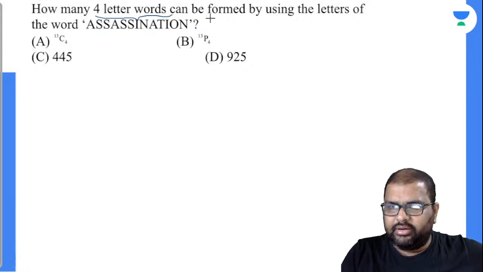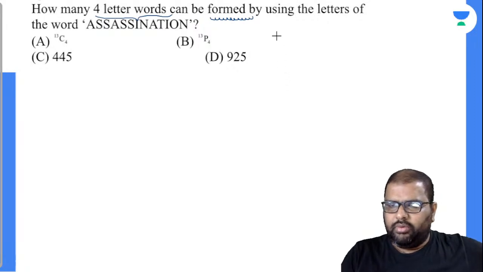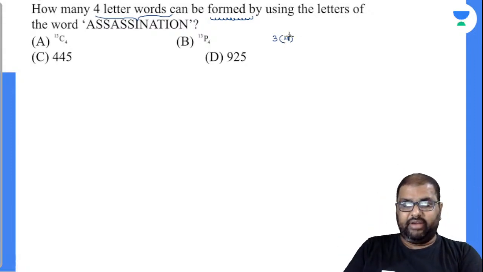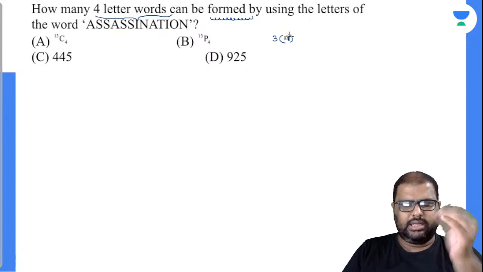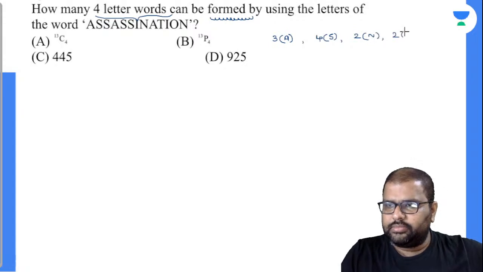Formed by using the letters, formed meaning arranged, right? By using the letters of assassination. You already know. Let us suppose I'll take it down like this. Already you know there are 3 A's. First decide how many different types of alphabets are there. There are 3 A's, there are 4 S, there are 2 N's, there are 2 I's, there is 1 O, there is 1 T.